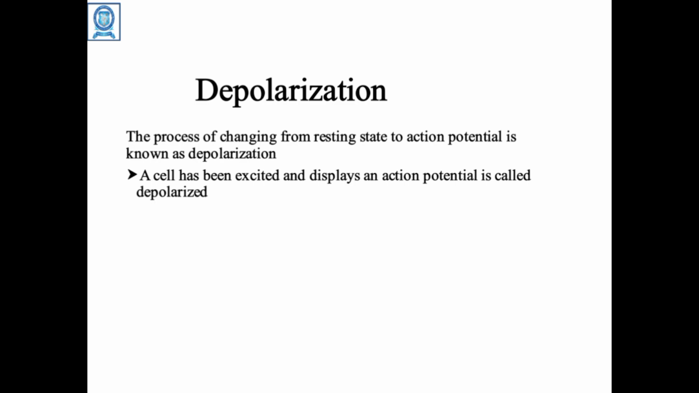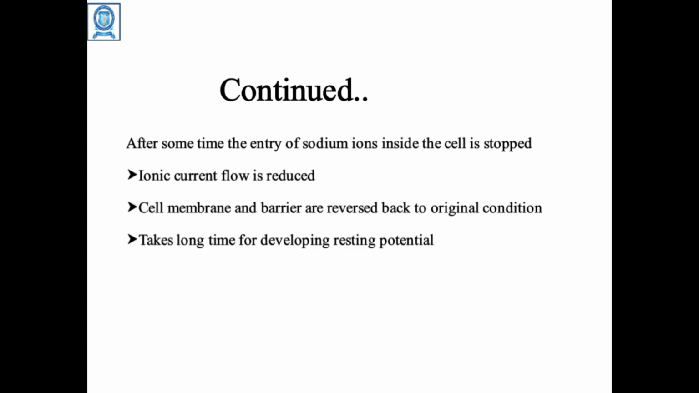Depolarization: the process of changing from resting state to action potential is known as depolarization. A cell that has been excited and displays an action potential is called depolarized. After some time, the entry of sodium ions inside the cell stops and ionic current flow is reduced. The cell membrane and barrier are reversed back to the original condition, so it takes a long time for developing resting potential.